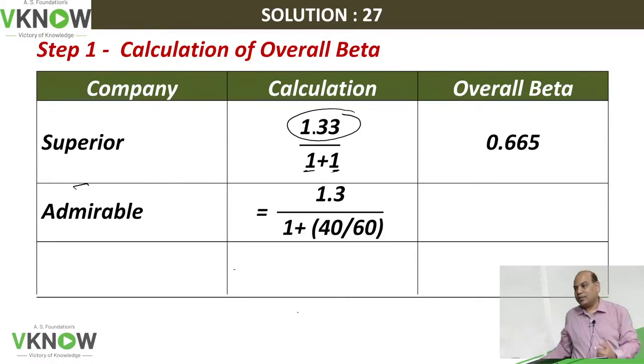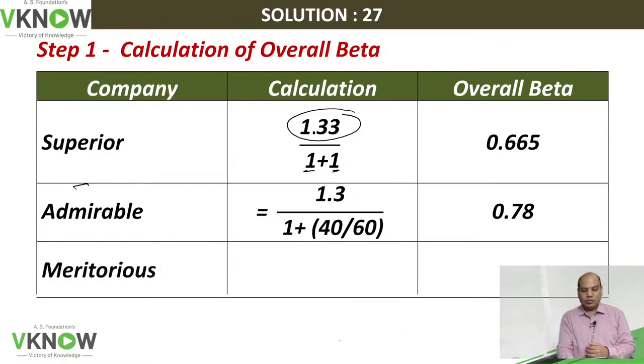Come on, reply. Admirable overall beta, please reply. Overall beta, after solving it, you will get 0.78. Check the answer. Is 0.78 right? Okay, next.